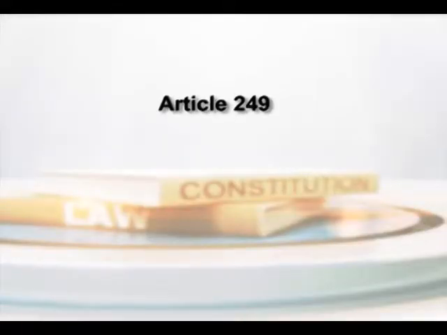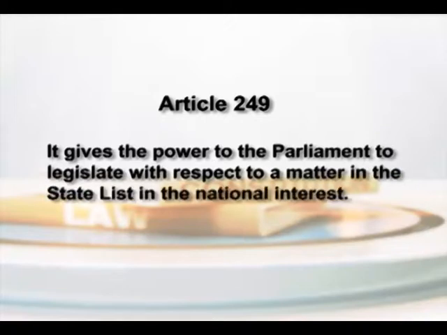Article 249. It says that in the national interest, if Parliament should make laws with respect to any matter enumerated in the state list, it shall be lawful for the Parliament to make laws for the whole or part of the territory of India. So, in quote unquote national interest, Parliament can make laws in the items of the state list. This is highly unfederal. Fortunately, it has never been implemented.